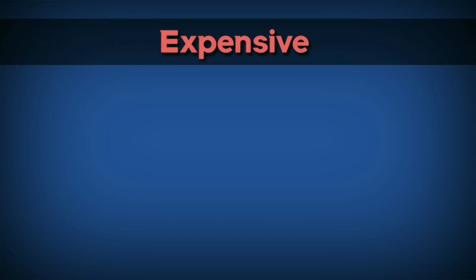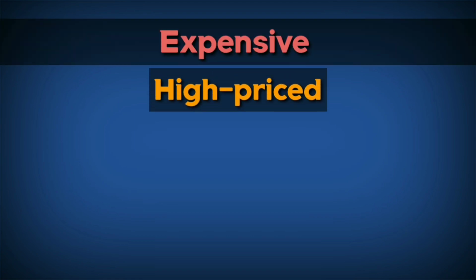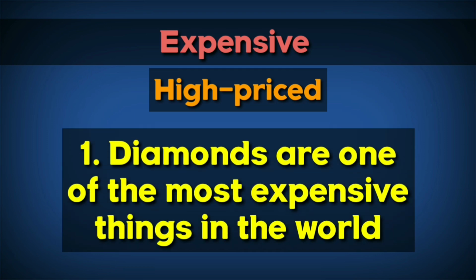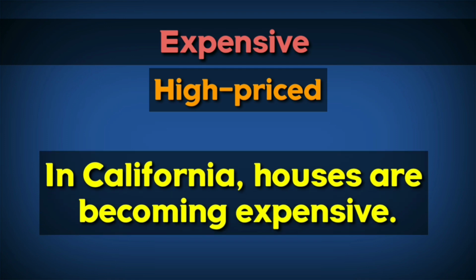Expensive. It means high-priced. For example, diamonds are one of the most expensive things in the world. In California, houses are becoming expensive.